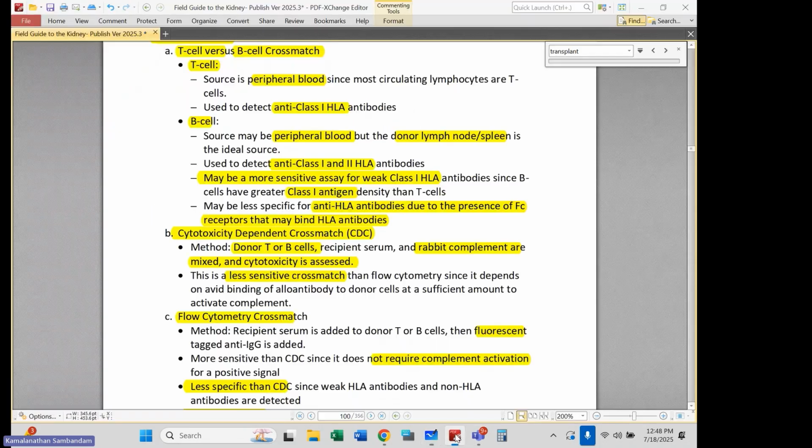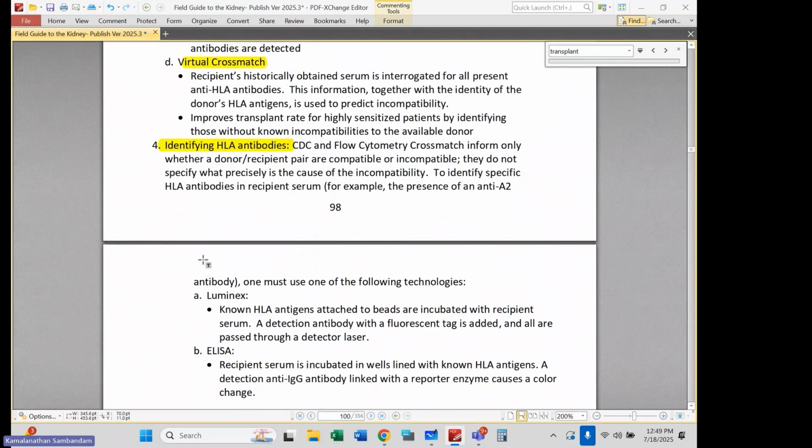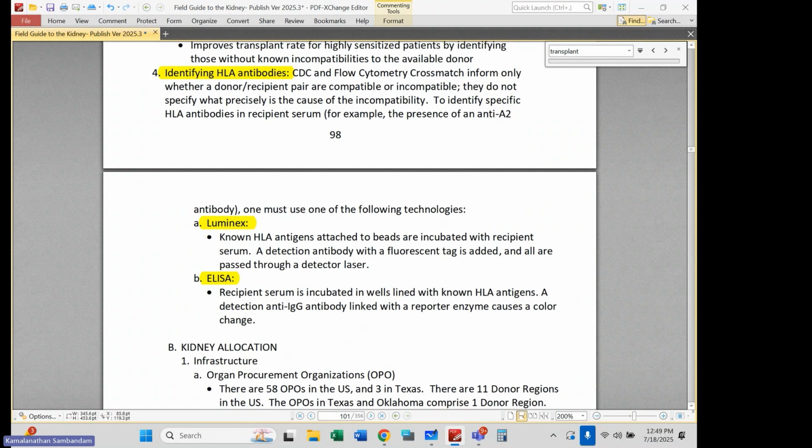The way in which you create a virtual crossmatch is you have to know that the recipient has not just preformed antibody to some class 1 molecules. You have to say this individual has an anti-A2 alloantibody. That is done by running Luminex studies. That's what most centers do. There's also an ELISA-based assay where you can know the identity of these antibodies, but most centers use this Luminex technology.